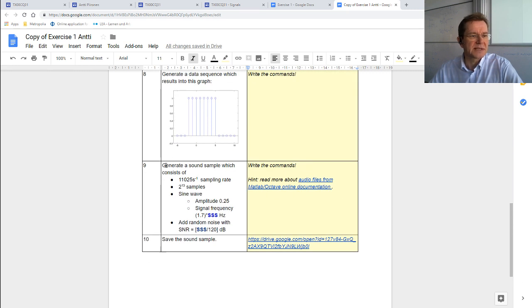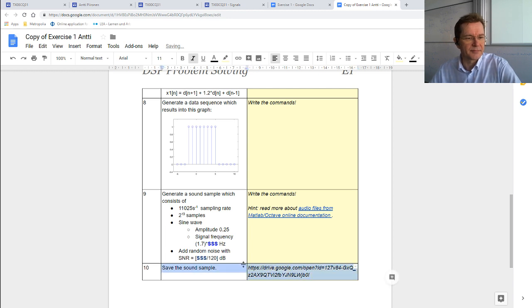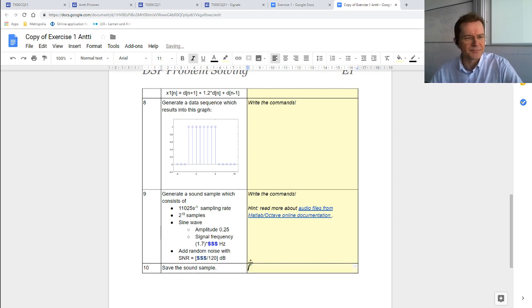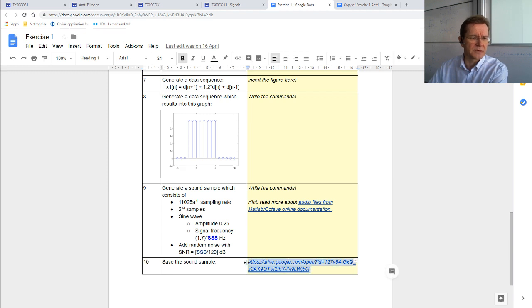Write sound sample. Write the commands and save the sound sample. Okay, I'll just remove that one too. Just for fun. That is supposed to say link to your sample. Oops. There you go. A link. All right. Let me do a little bit of modifications here.